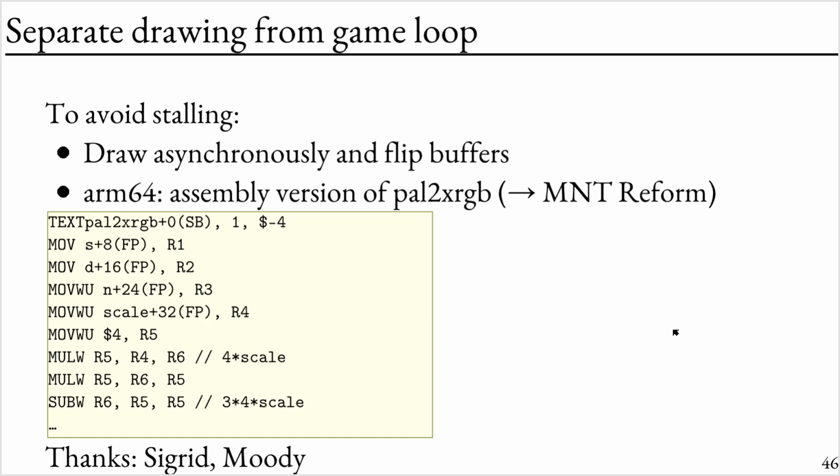To avoid stalling, we also much later added asynchronous drawing with multiple buffers that are being flipped continually. And for ARM64, Sigrid also contributed the assembly version of the palette conversion stuff. So this made it quite a bit faster on the MNT Reform laptop, for instance.